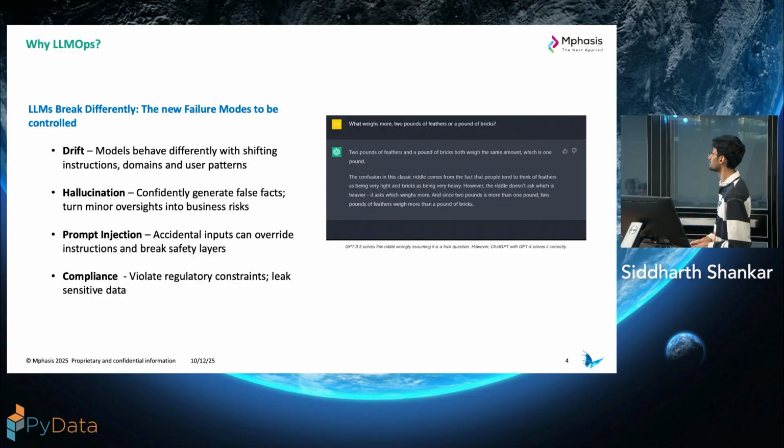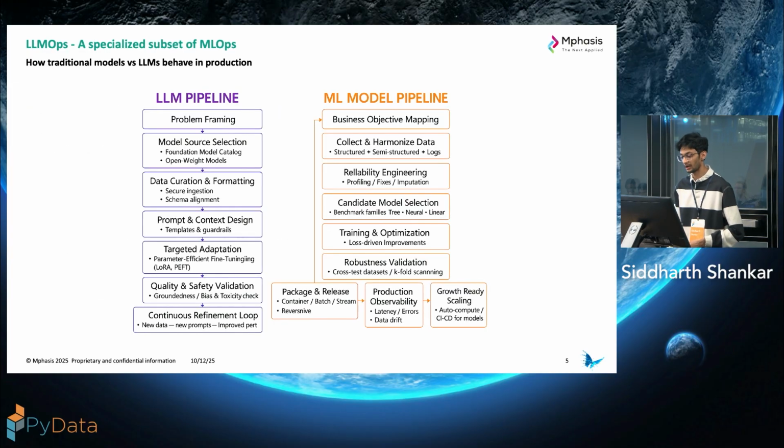So if you do see there is some overlap in the kind of failure modes that you see with traditional models in production, but if you go into the specifics, the kind of drift that you see, the kind of hallucination or false facts that are generated is quite different, or rather distinct, compared to traditional models. So I'll do a bit of a recap here on what the ML lifecycle or a typical MLOps pipeline looks like.